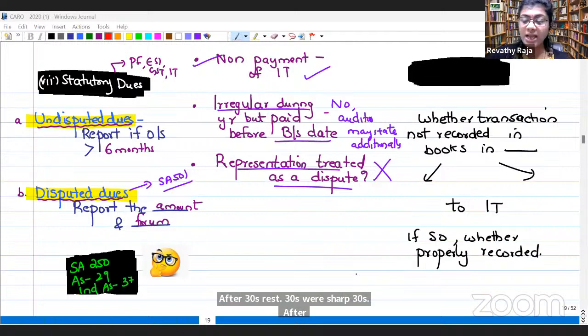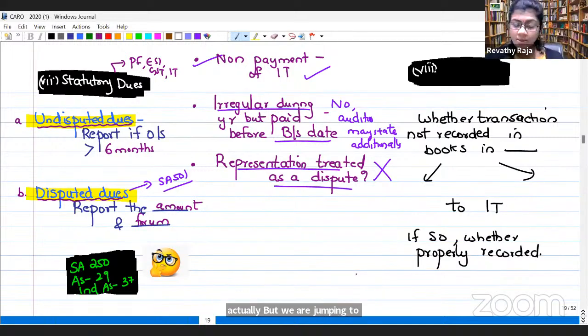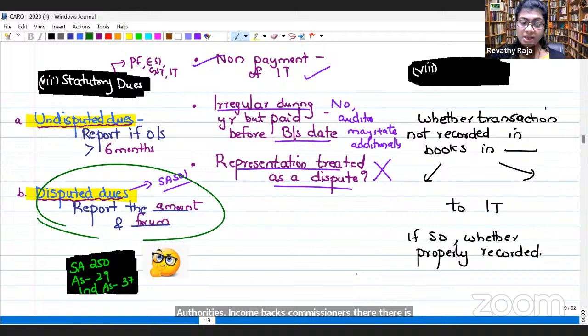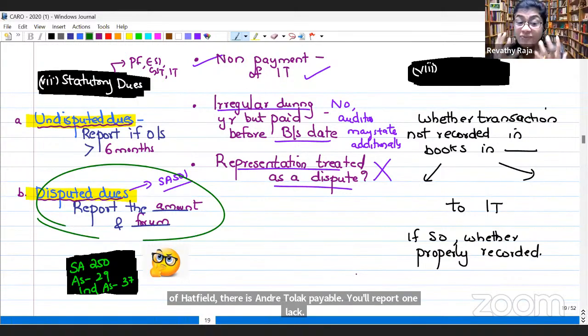After 7, it's actually 8, but we are jumping to 9. Why this jump, I will say later. Just now, the second point: assume your company is having disputes with so many authorities. Income tax commissioner, there is a dispute and 1 lakh is payable. Commissioner of Appeals, there is another 2 lakh payable. You'll report 1 lakh where? 2 lakh where? Forum means where?